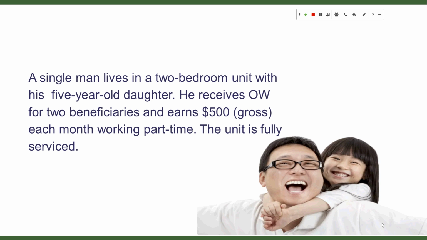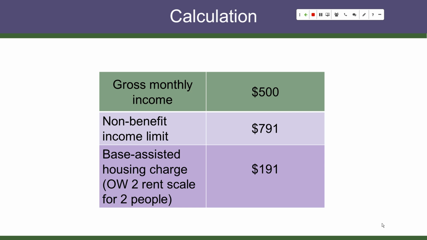So when we're looking at this, because he's receiving Ontario Works as well as income, we want to make sure: does that income meet the threshold? We see that they've got a gross monthly income of $500. The non-benefit income limit for Ontario Works 2, family configuration of 2, is $791. So we know that his income is below the threshold, and therefore the scales can be utilized.